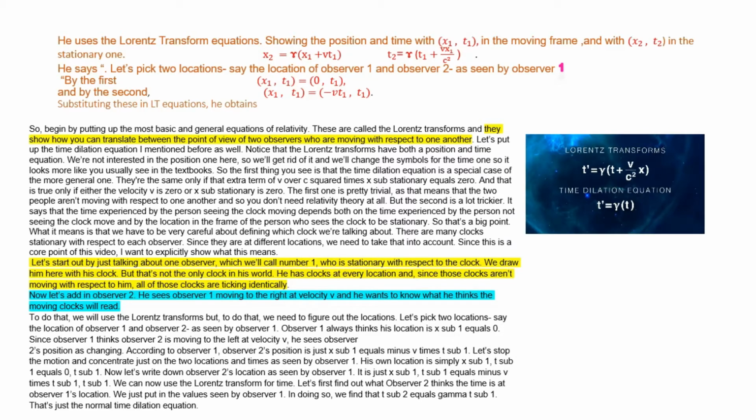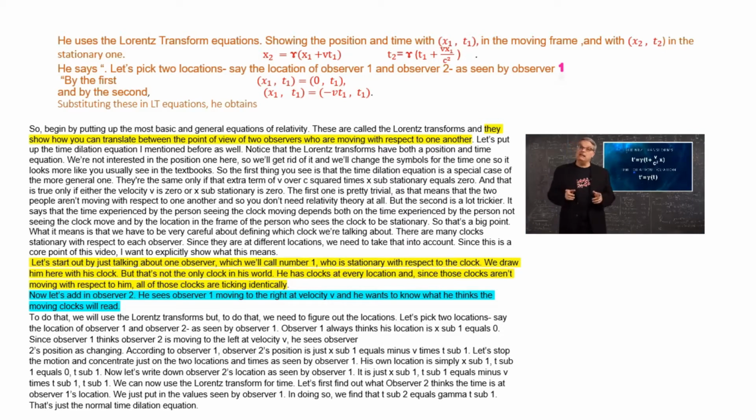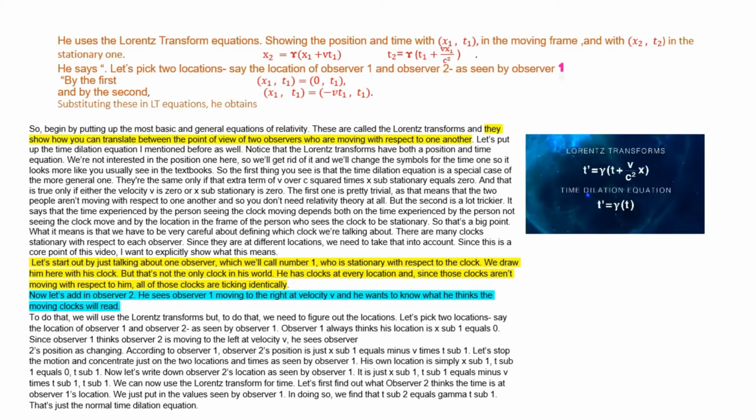So the first thing you see is that the time dilation equation is a special case of the more general one. They're the same only if that extra term of v over c squared times x stationary equals 0. And that is true only if either the velocity v is 0 or x stationary is 0. The first one is pretty trivial, as that means that the two people aren't moving with respect to one another, and so you don't need relativity theory at all. But the second is a lot trickier.